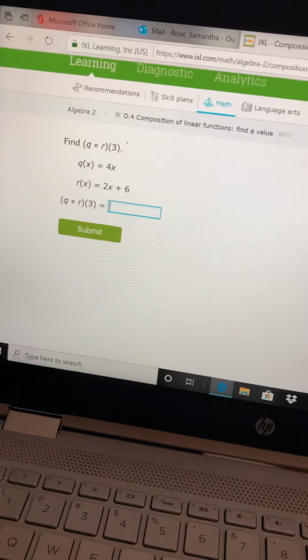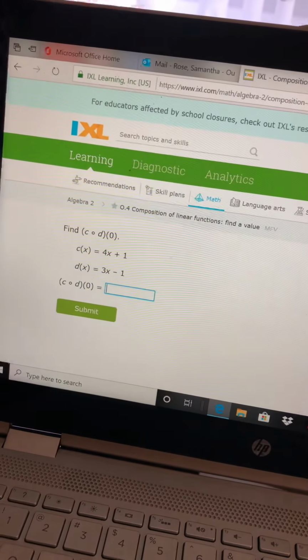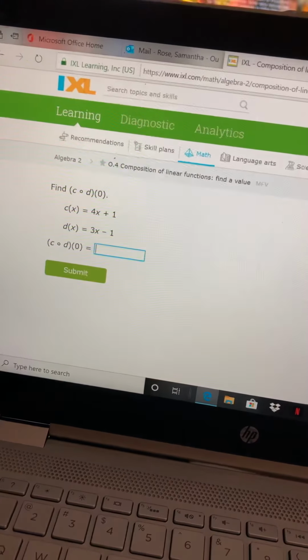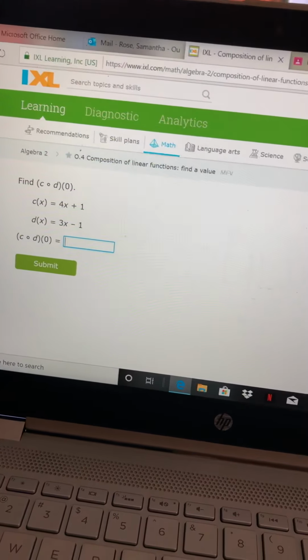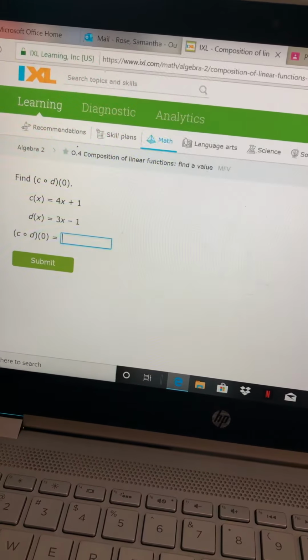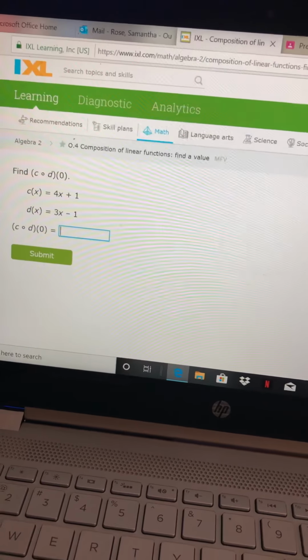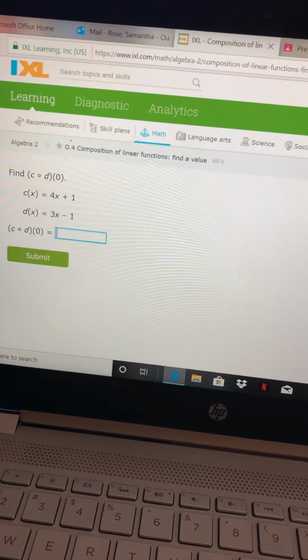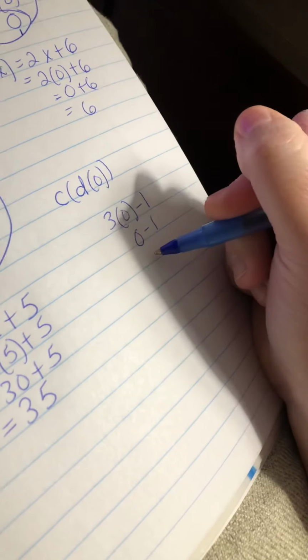Alright, let me jump up and see if they get a little bit more difficult, or if this is what they keep doing. It's a little bit more difficult, but it's the same concept. C of D of 0. So I plug 0 into the D function. So that's going to be 3 times 0, subtract 1. 3 times 0 is 0, and 0 subtract 1 is negative 1.